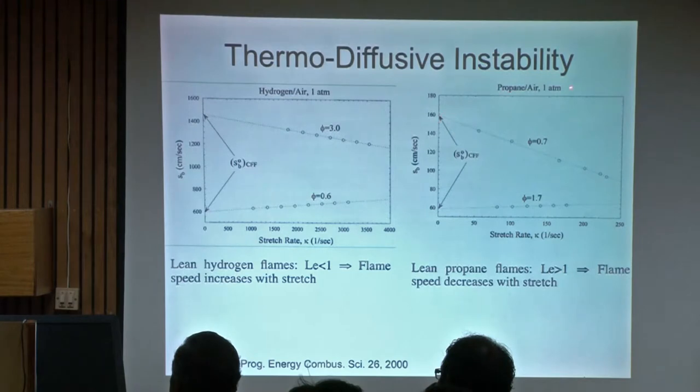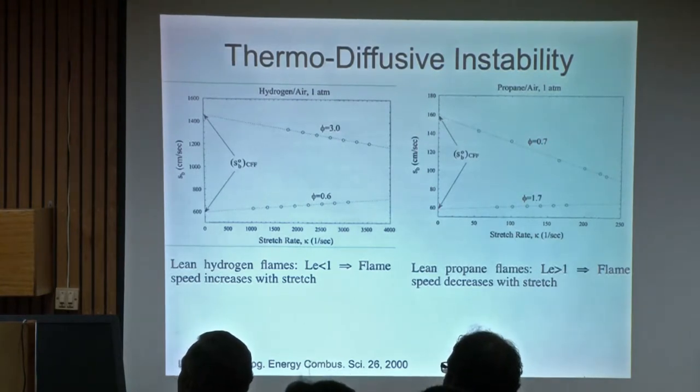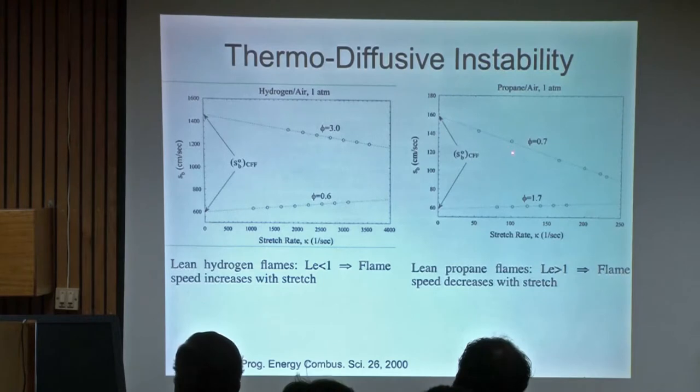Okay, propane air mixture, the effect is opposite, because for propane air mixture, when it is lean, the Lewis number is greater than 1, because the diffusivity of propane is much lower than the thermal diffusivity. So it's greater than 1. So when the Lewis number is greater than 1, flame speed decreases.